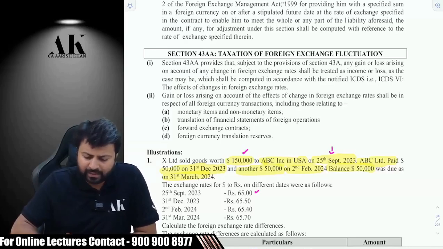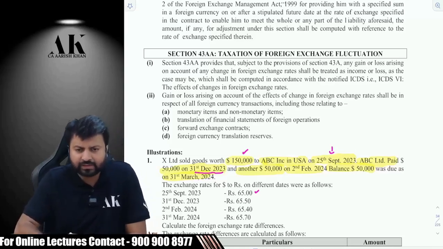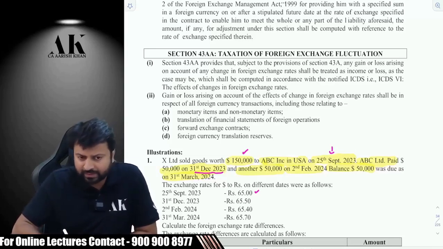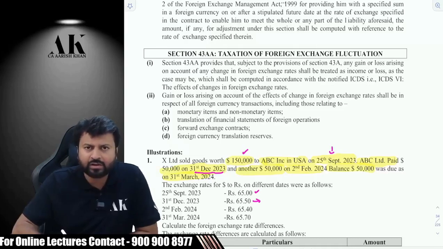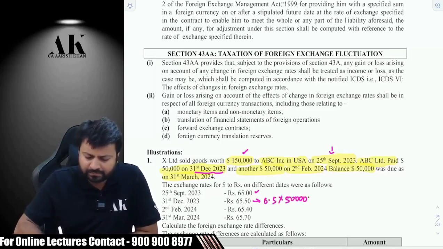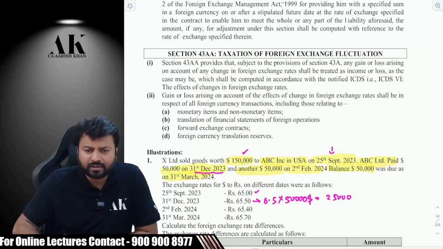Then what is the next event after 25th September? The party paid to some extent, right? On 31st December, we received $50,000. So on 31st December, what is the rate? The rate has increased. So is it a gain or loss? It's a gain for us, right? Because we have recorded at 65, and now we are going to realize at 65.5. So there is a gain of 0.5 rupees per dollar into how many dollars? $50,000. Are you clear? There is nothing great I am doing, I am doing the same thing you do in accounts. So how much is the profit? 25,000 rupees is the profit. Where will I take this profit? Please tell me.